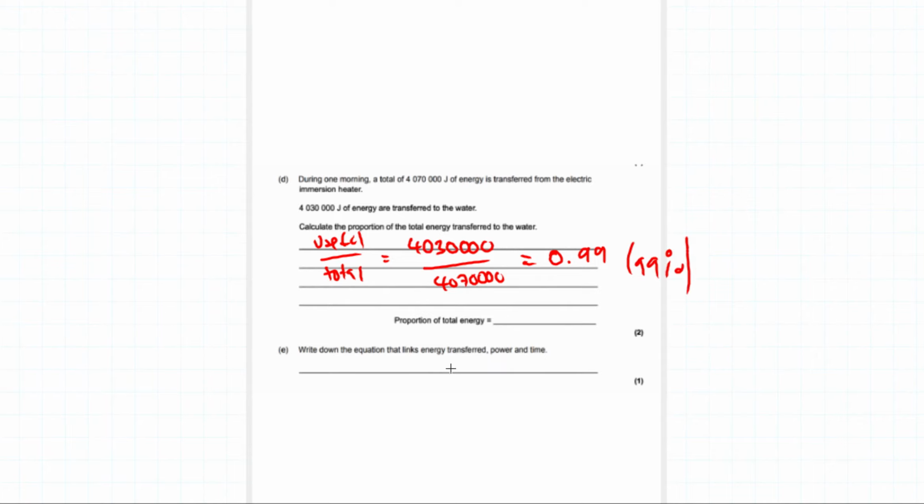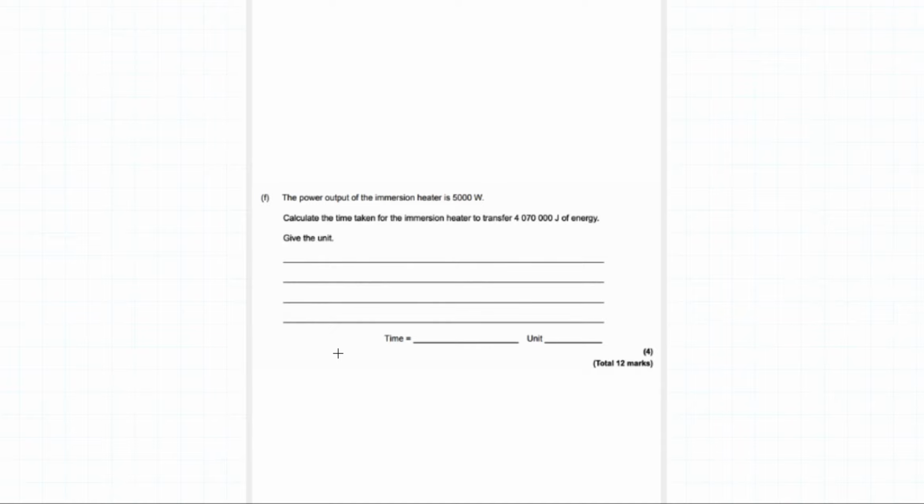Write down an equation that links power, energy transferred, and time. That's going to be power equals energy transferred divided by time. And that's your answer to part E. Very simple equation. Then finally, the power output of the immersion heater is 50,000 watts. Calculate the time taken for the immersion heater to transfer 4,070,000 joules of energy. Give the unit.